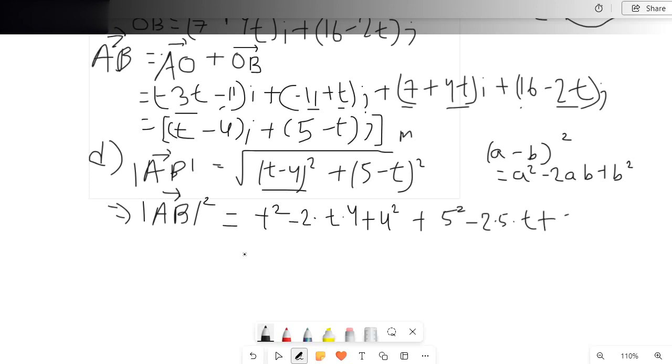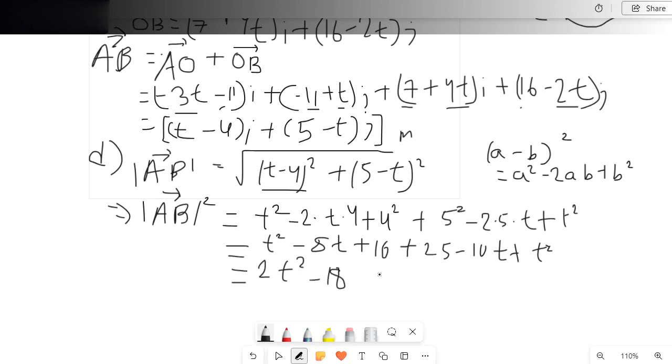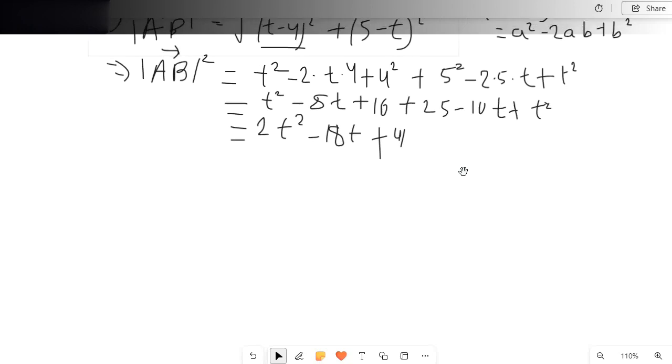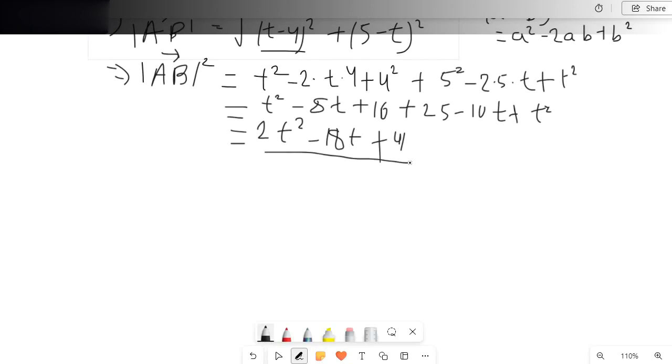And so simplifying, we get t squared minus 2 into 4, which is 8, t plus 4 square, which is 16, 5 square, which is 25, minus 2 into 5, which is 10, so minus 10 here, and finally plus t squared. So further simplifying, we get 2t squared minus 18t plus 41. So now we have to find out the minimum value of this quadratic equation.